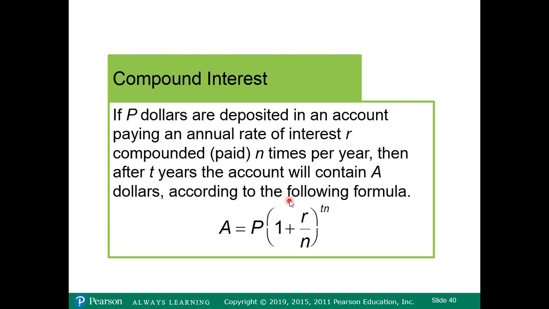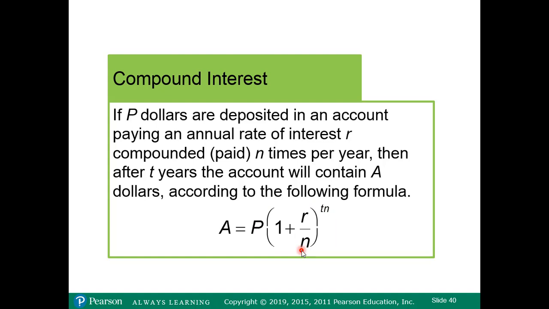So according to the following formula. So that means that if it was annual interest, how much it would be compounded annually, n would be the number of compounds per year, so n would be 1, and we get the formula we were just using, okay?